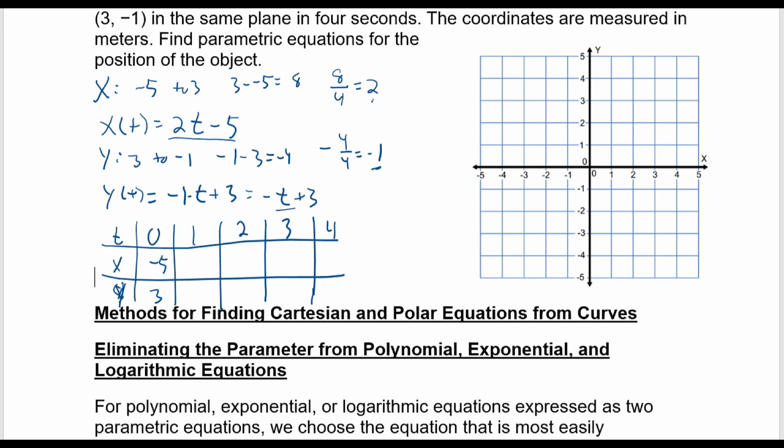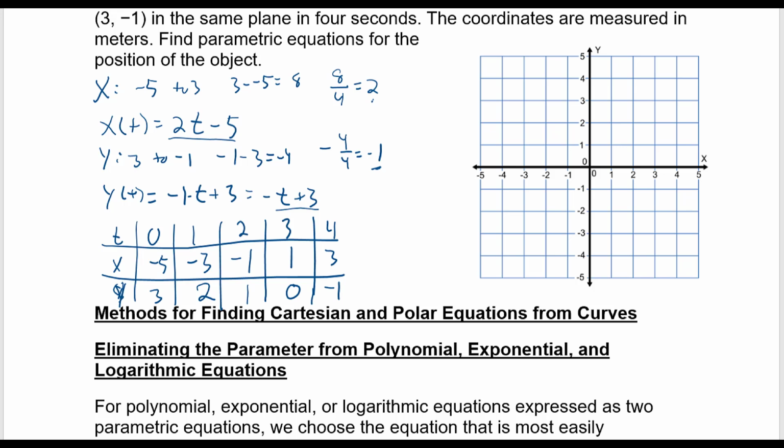Then I put a 1 in there, looking at this equation and this equation. 2 times 1 is 2, minus 5 is -3. And -1 plus 3 is 2. Put a 2 in for t: 2 times 2 is 4, minus 5 is -1, and -2 plus 3 is 1. 2 times 3 is 6, minus 5 is 1, and -3 plus 3 is 0. Then 4: 2 times 4 is 8, minus 5 is 3, and -4 plus 3 is -1.